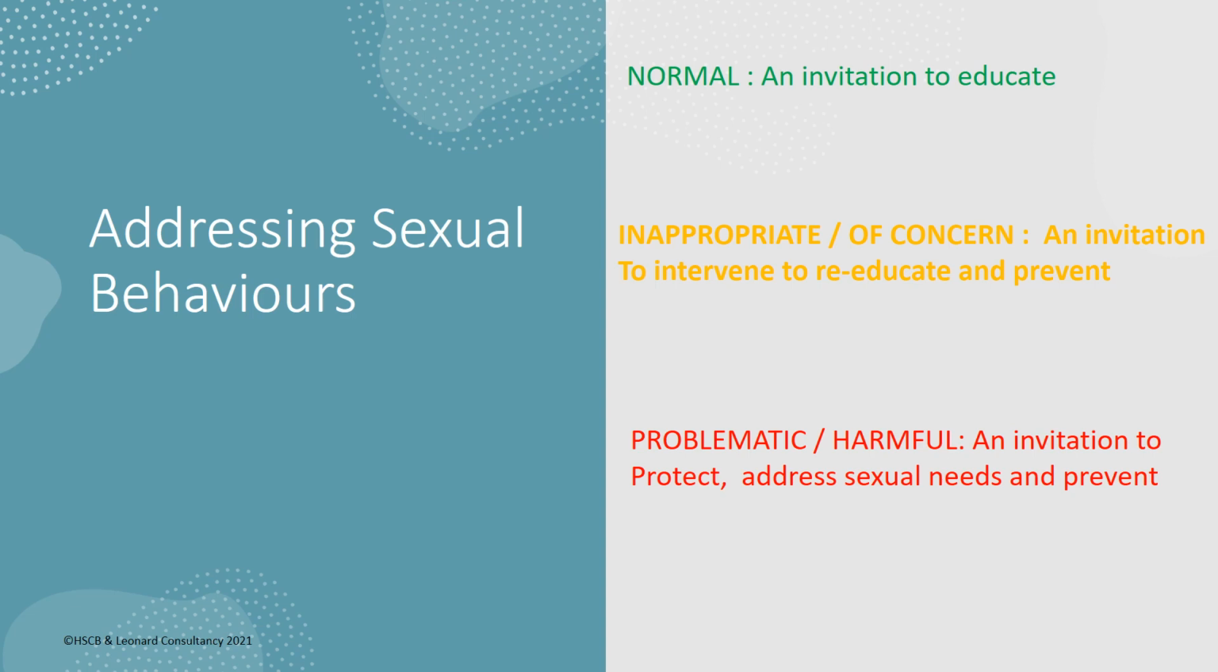Amber for me is where you've identified that it's inappropriate and you are concerned, and therefore you see this as an invitation to intervene, to re-educate. So for example, maybe the child has already been told, and a parent is saying to you, look, I've advised my daughter or my son not to do that, but you see it happening again. So again, think about that. Is it an invitation to re-educate the child?